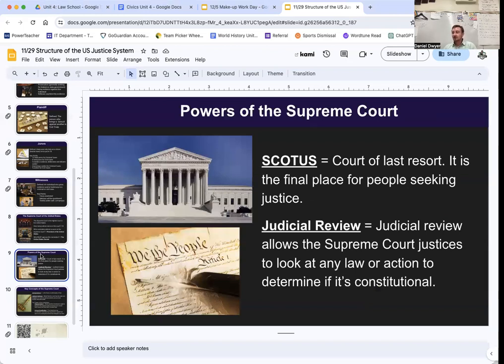Powers of the Supreme Court, SCOTUS, Supreme Court of the United States, court of last resort. So if you lose in the Supreme Court, you can't appeal to any other court. It's just that is the end of the road.